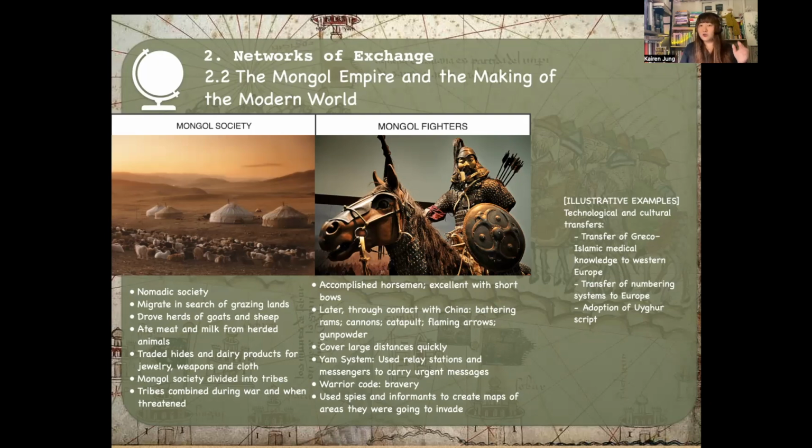And the warrior code was bravery. You had to be brave or die. They would use a lot of spies and informants to create maps of areas they were going to invade ahead of time. They had a system for everything.